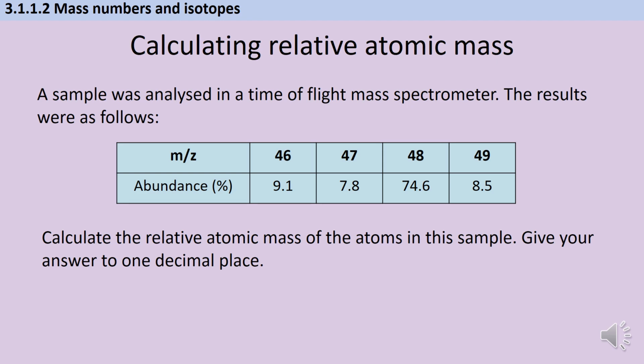Now, here you'll notice that it doesn't say mass number, it says M/Z. That will make a lot more sense once we've talked about mass spectrometry, but for now you can just assume it basically means the same thing as the mass number in this instance.